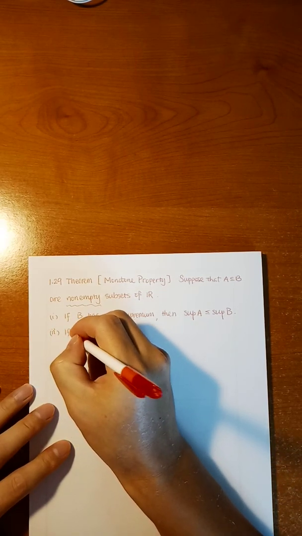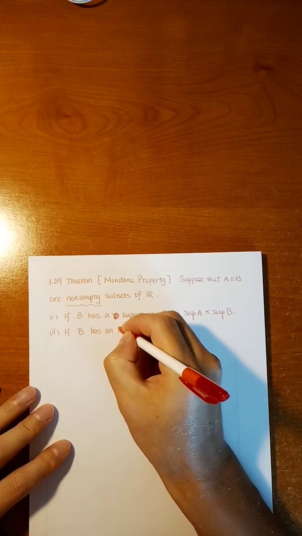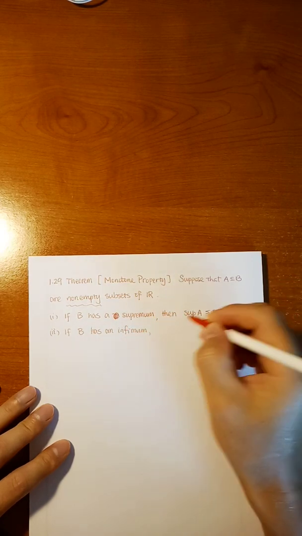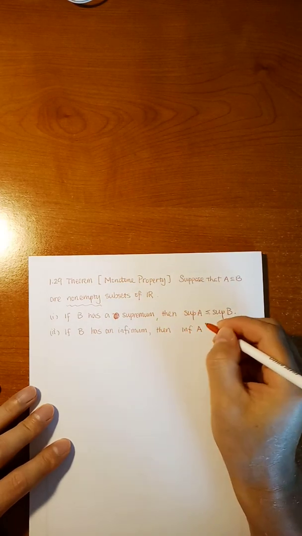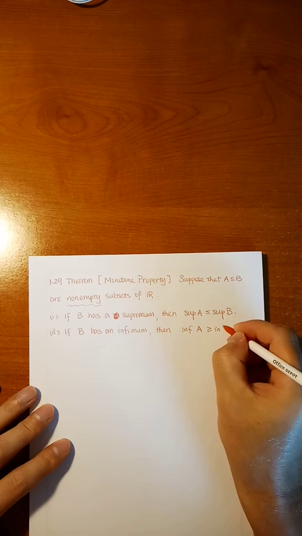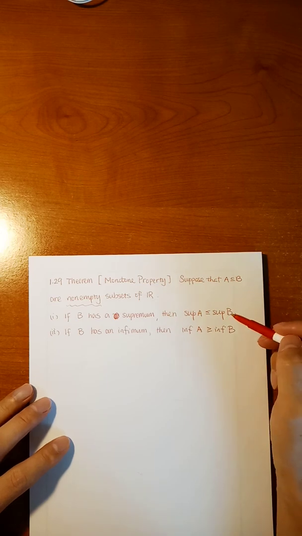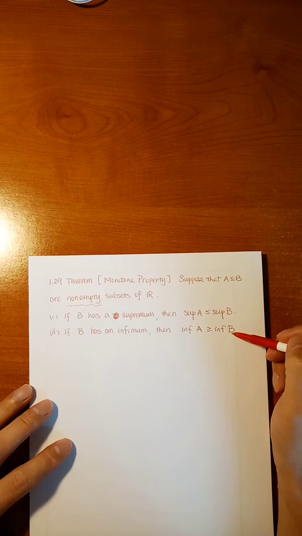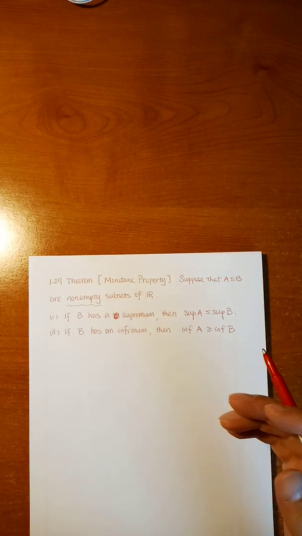B, if B has an infimum, then the infimum of A is greater than or equal to the infimum of B. It looks like the supremum is an increasing function. For the superset, supremum is bigger, but the infimum is a decreasing function. For the superset, the infimum is smaller. Okay, a bigger set, smaller infimum.